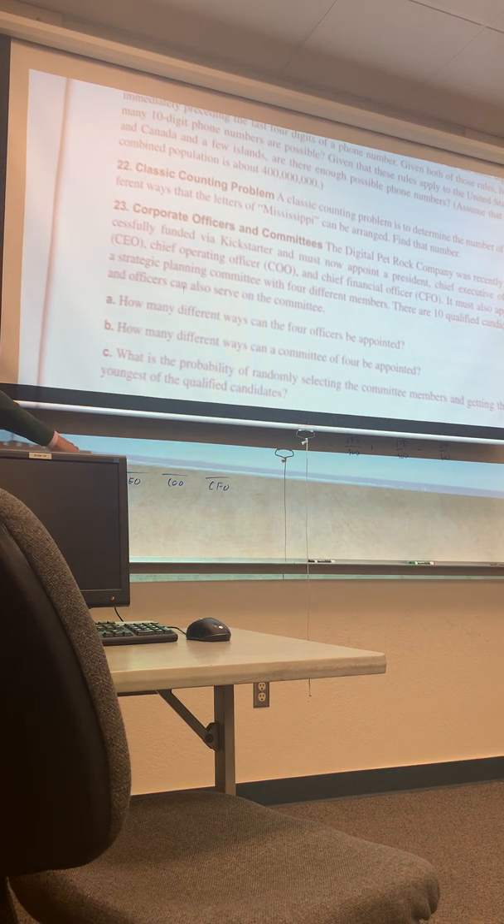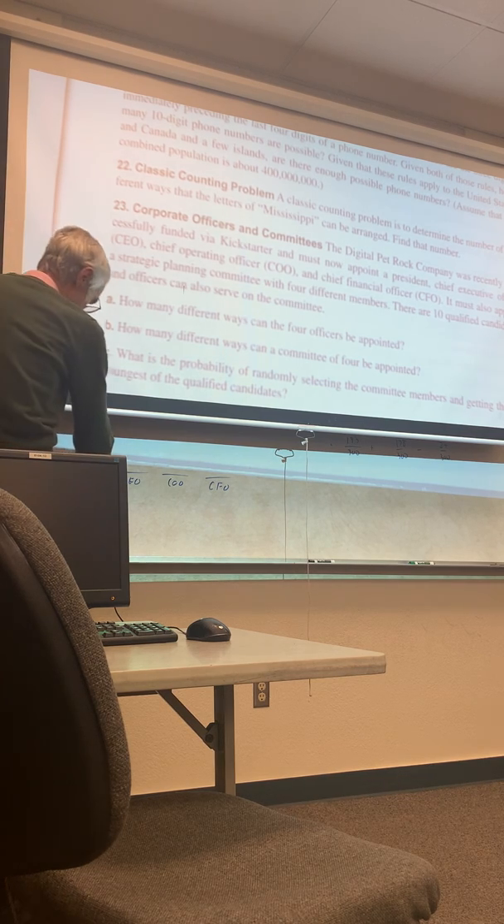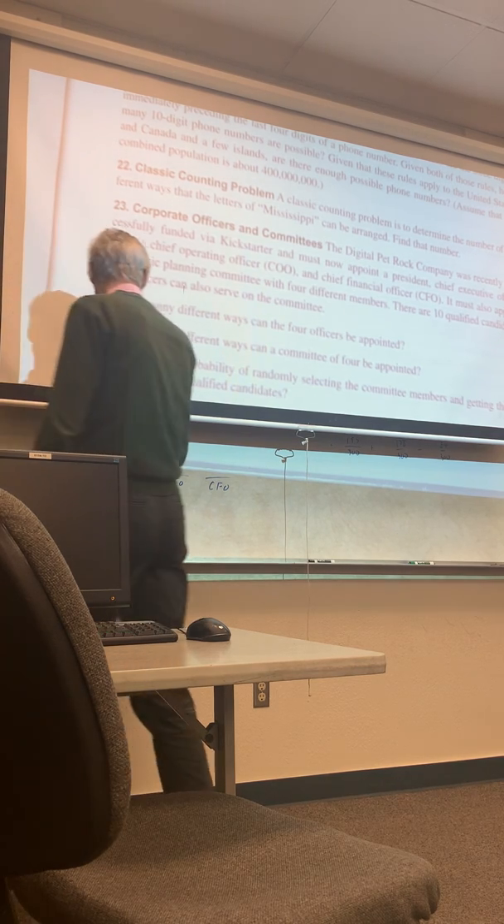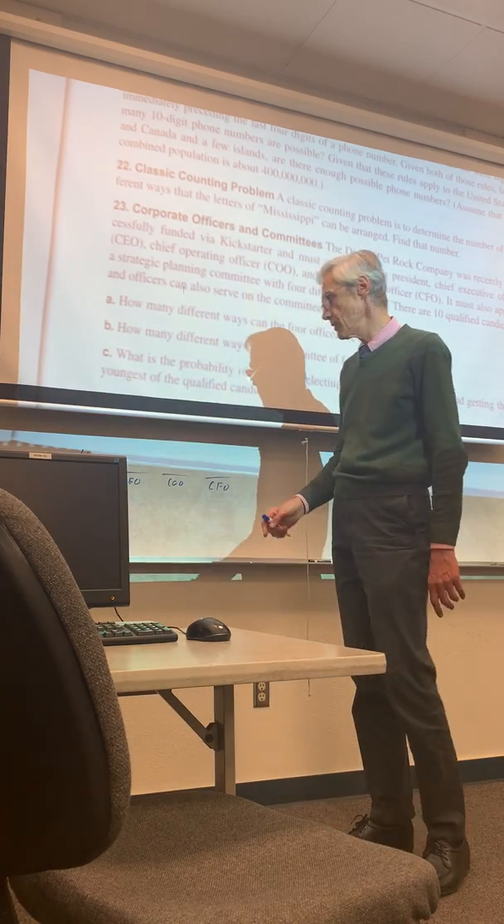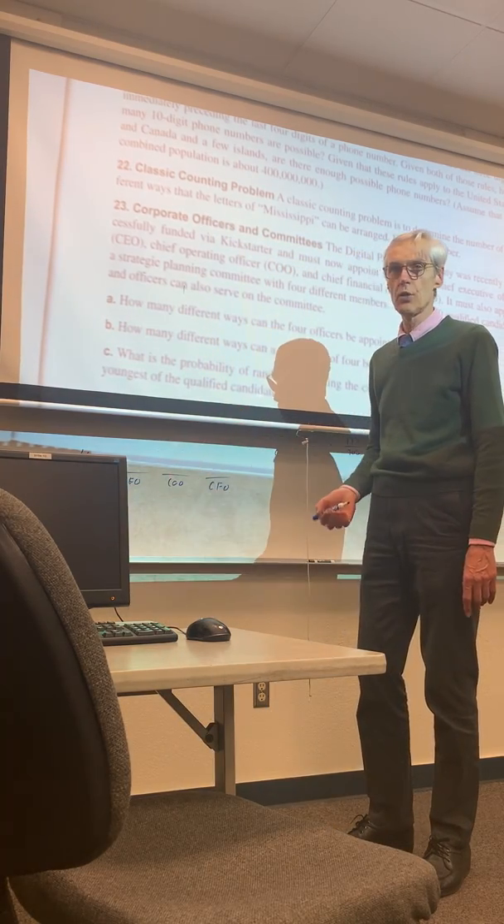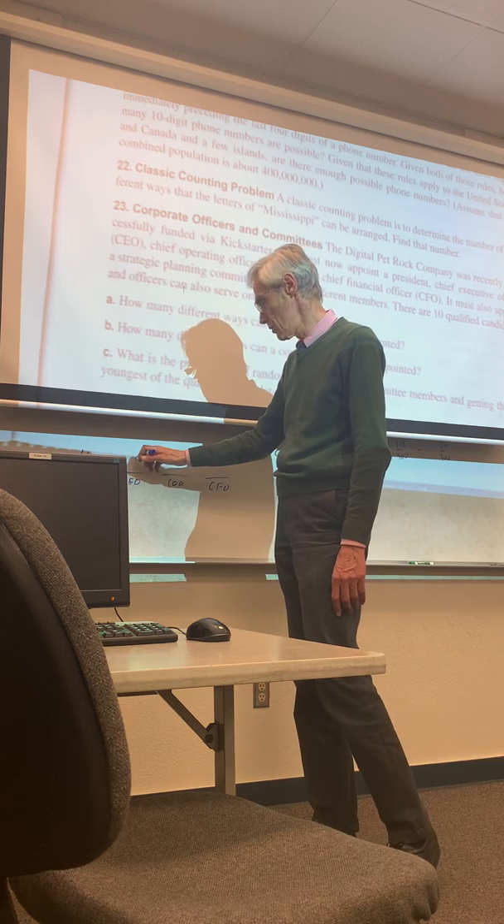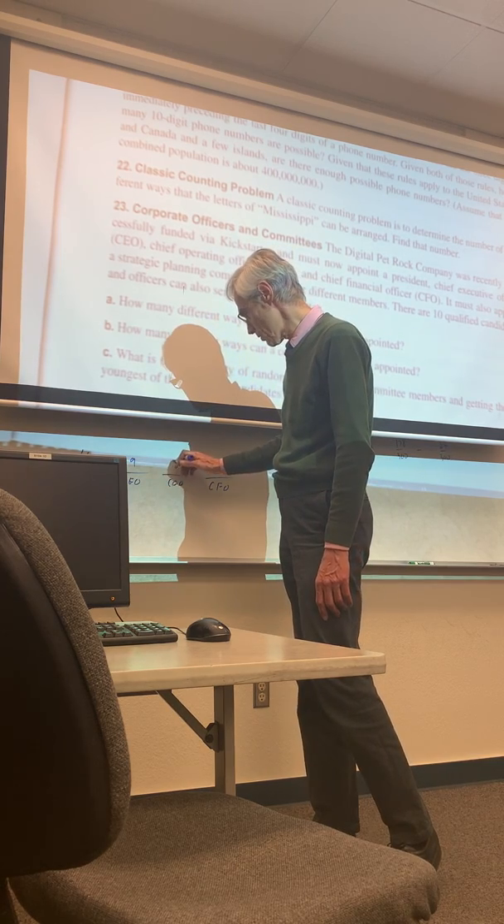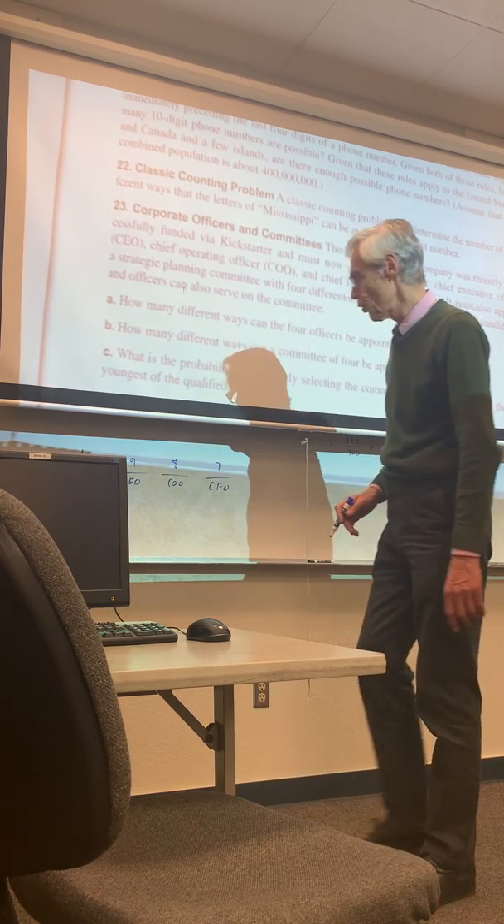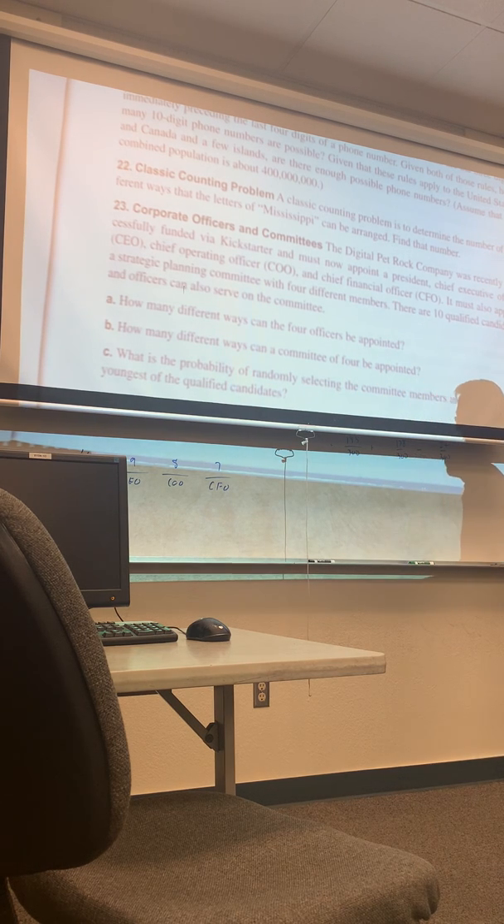If we start with the president, how many different ways can a president be chosen from 10 people? 10. And how many are left? Assume nobody can hold more than 1 position. How many are left for the CEO? 9. So this is really a permutations problem. I'm not told that order matters, but in the sense it does, because these are specific positions. Remember the difference between permutations and combinations: in permutations, order matters; in combinations, it doesn't.